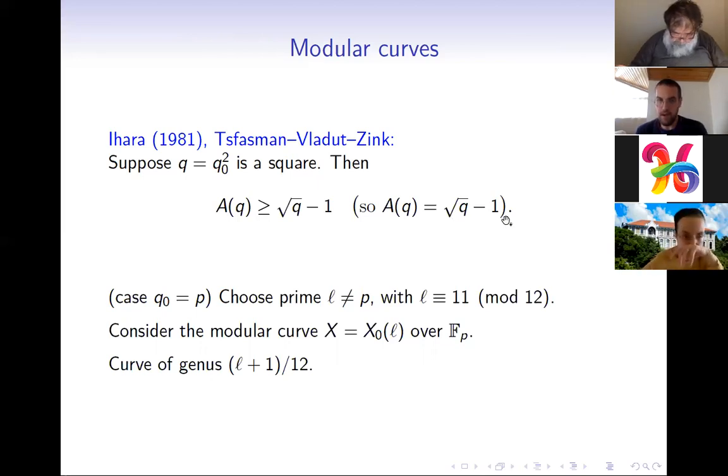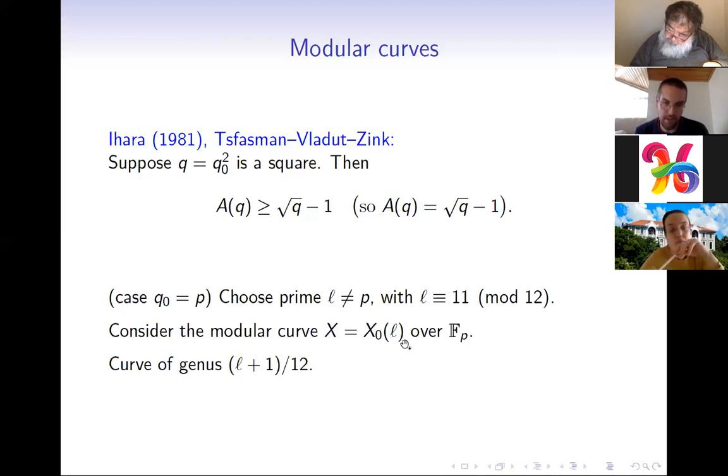And the idea is basically using modular curves. Ekin talked a bit about these yesterday. So let me show you the proof in the particular case that q_0 is a prime, so q is just p squared. You choose a prime l different from the characteristic, which is congruent to 11 modulo 12. And then you look at these modular curves X_0(l).